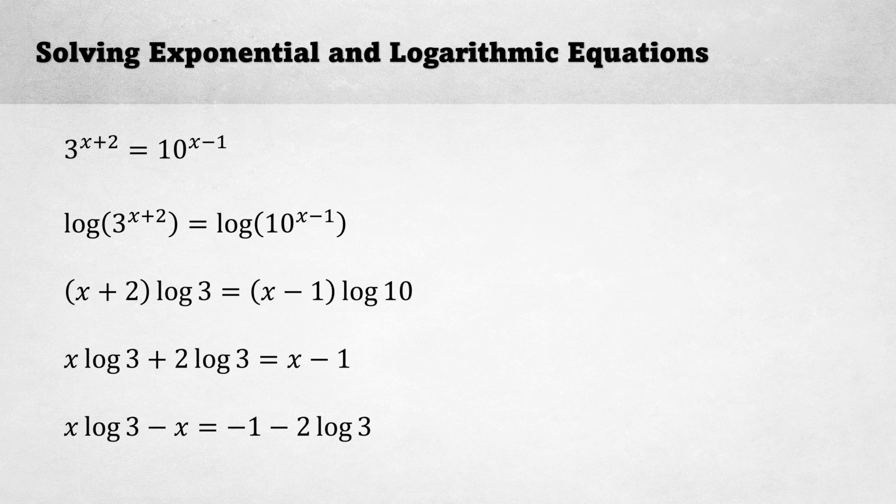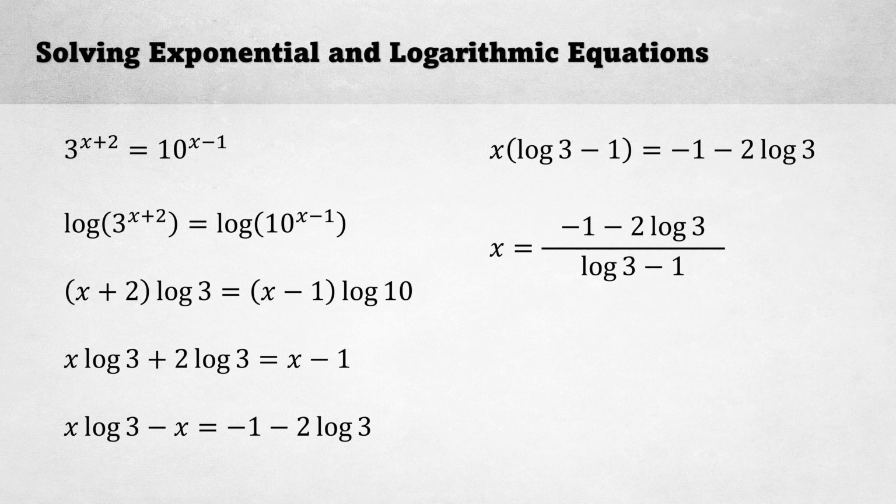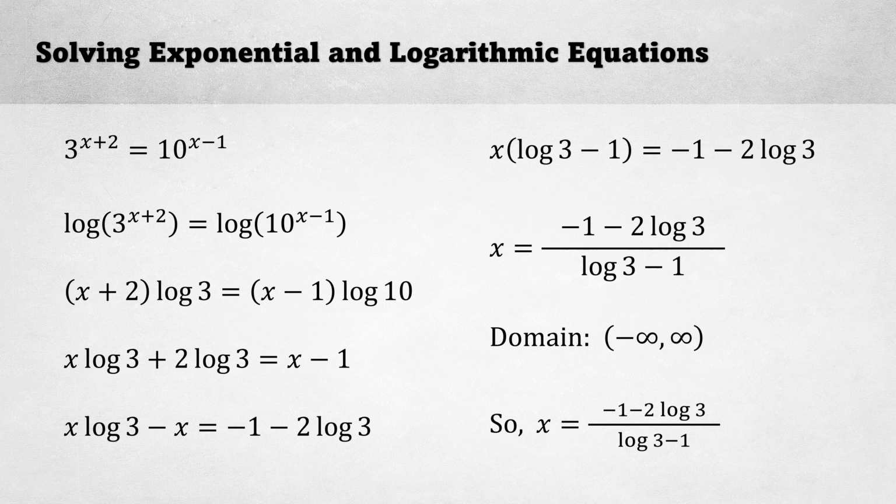Now, to solve for x, we want only one occurrence of the variable. Since both terms on the left side have x, we can factor out the x and get x times log of 3 minus 1 equal to -1 minus 2 log of 3. And to solve for x, we simply divide both sides by log of 3 minus 1. Again, there are no domain restrictions for exponential functions, so x equals -1 minus 2 log of 3, all divided by log of 3 minus 1.